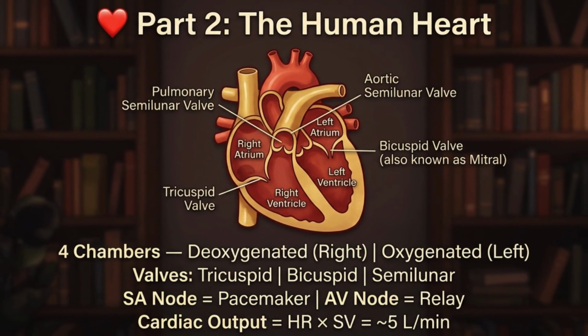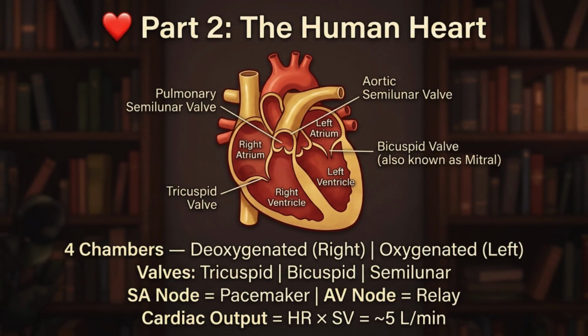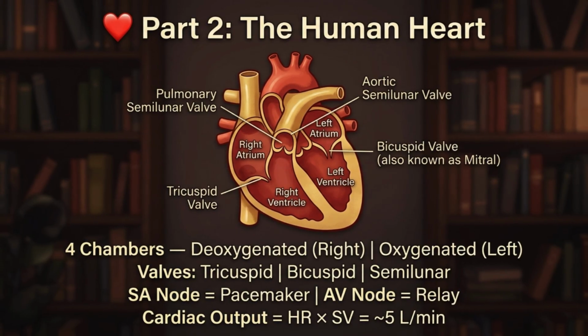The human heart has 4 chambers, and the most important conceptual point is this. The right side always handles deoxygenated blood, and the left side always handles oxygenated blood. The AV valves, tricuspid on the right, bicuspid on the left, prevent backflow between atria and ventricles. The semilunar valves at the exit of each ventricle prevent backflow into the ventricles after each contraction.